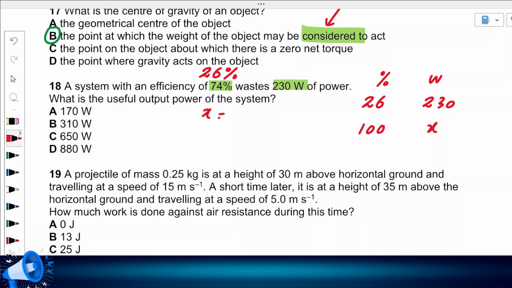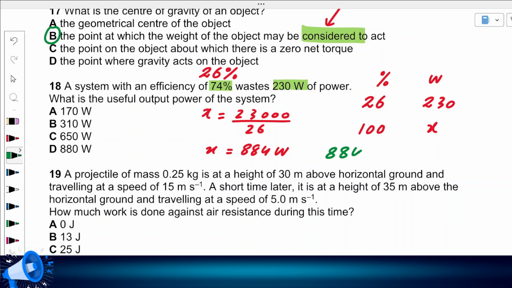So x equals 23,000 divided by 26. Hope the screen is fine now. 23,000 divided by 26 is 884. So the input power is 884 watts, and now we need to find the useful output.